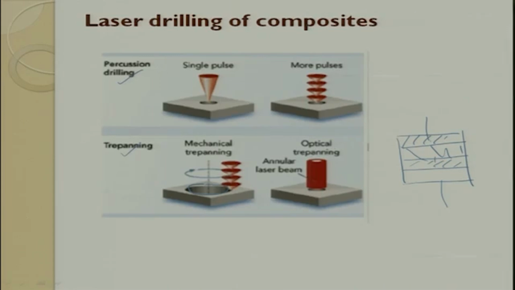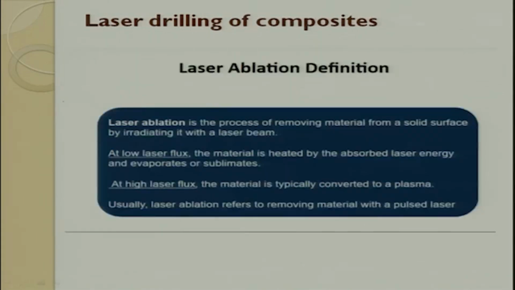The other way around, optical trepanning can also be done, and annular laser. You can change the profile of the laser, and the annular portion can be drilled. In percussion, you put a single pulse, then more pulses, and you burn layer by layer at a spot. You do not move the machine or the laser; you just keep hitting the surface, move the workpiece and get it done. So, both approaches are possible. If it is a larger area, we always use trepanning. If it is a smaller diameter drill, we always do percussion drilling.